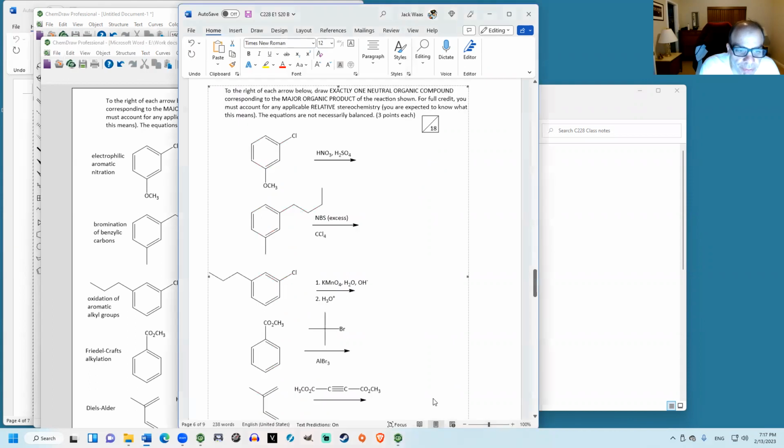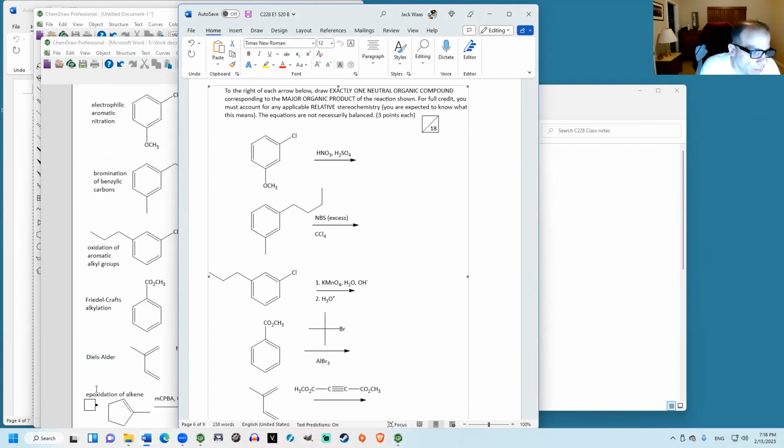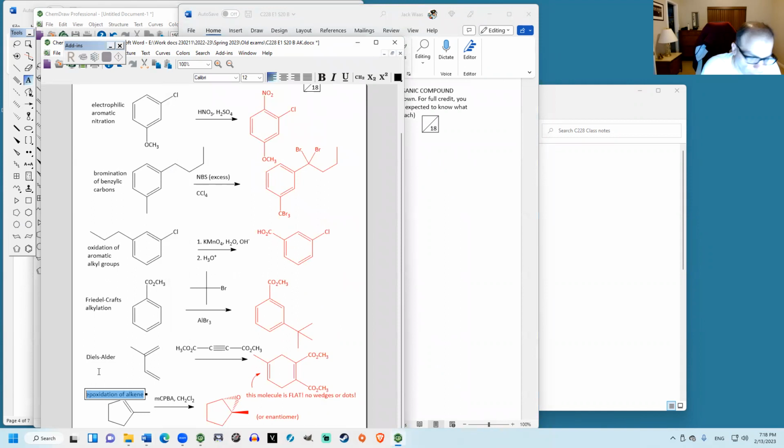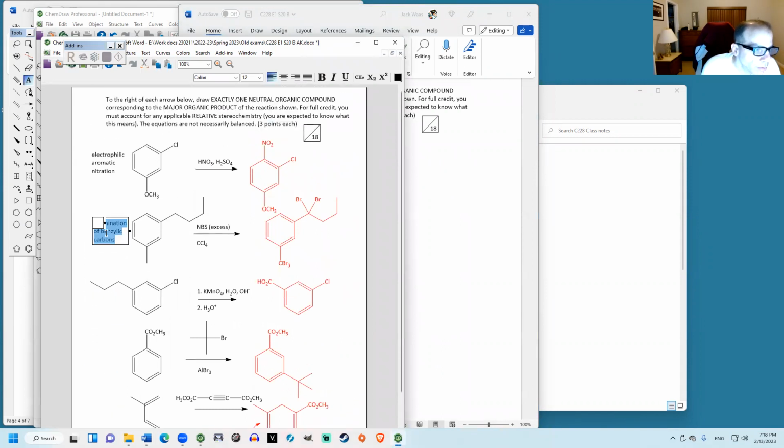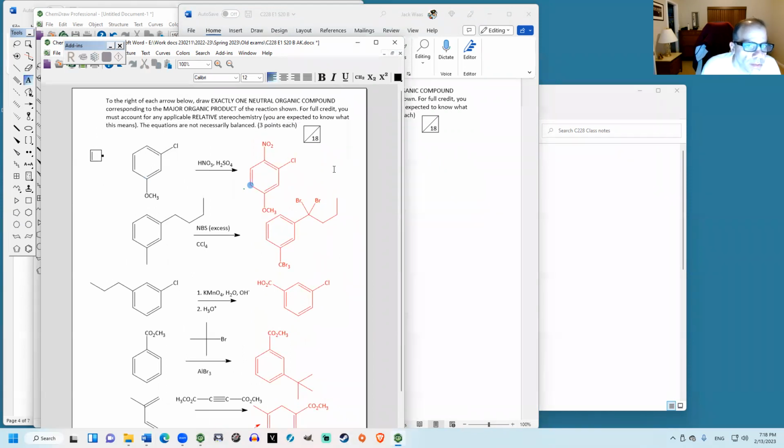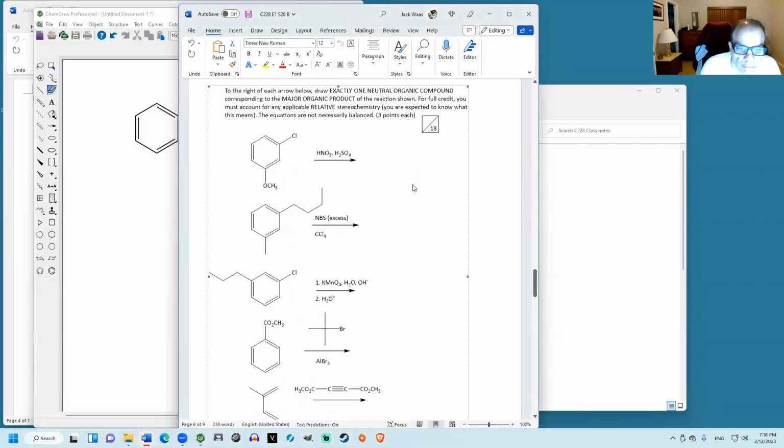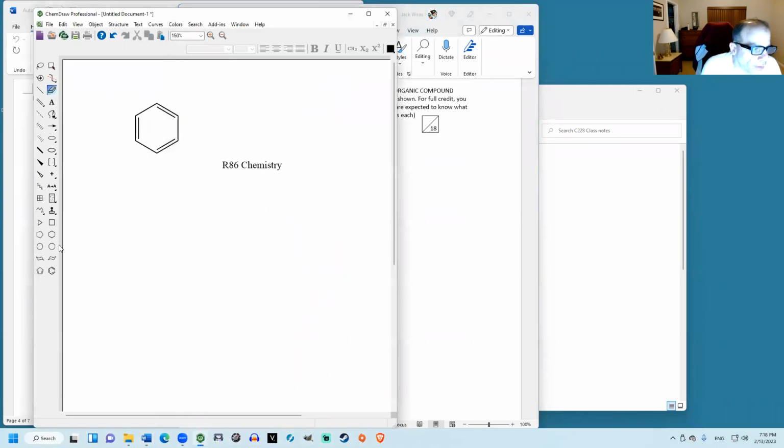So let me put something here on I just want to return that to the state it was originally in. What was I talking about? This reaction. So I already have a benzene up there.